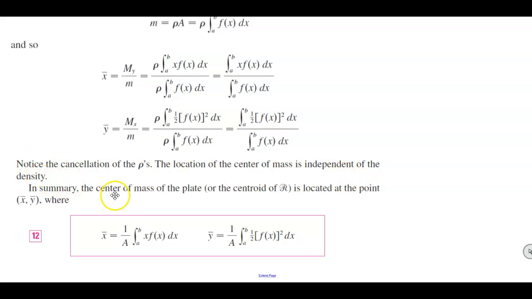So in summary, the center of mass of the plate, or the centroid of the region, is located at the point (x bar, y bar), where x bar is equal to 1 over A times the integral from a to b of x f of x dx, and y bar is equal to 1 over A times the integral from a to b of one half f of x squared dx.